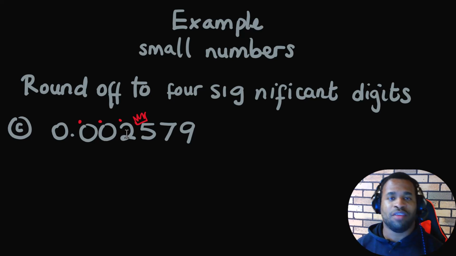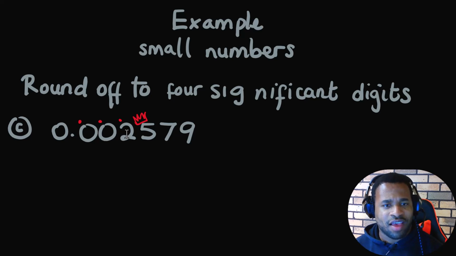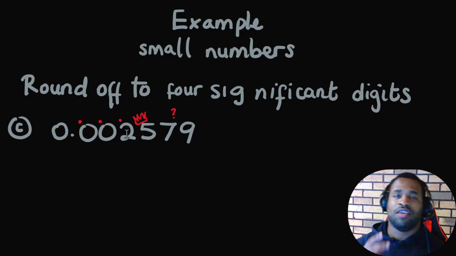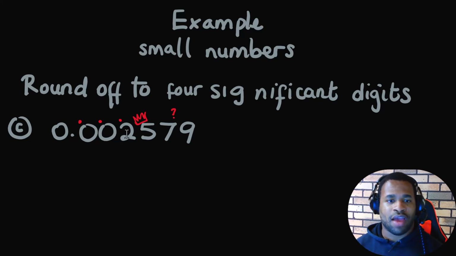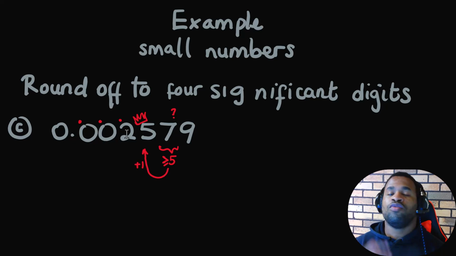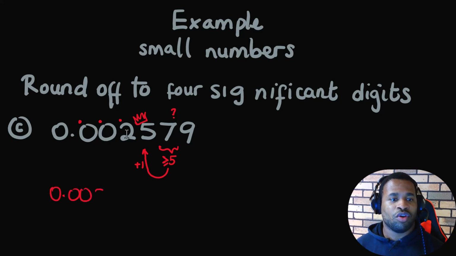So which means here that we're going to ask 7 whether it is greater than or equal to 5, and yes indeed it is greater than or equal to 5. Therefore our 5 will be rounded up, which means we're going to add 1 to become 6. Now, therefore, our answer is going to be 0.002 6. And this here is our answer to the question.